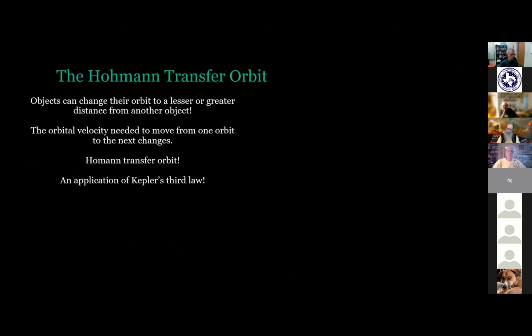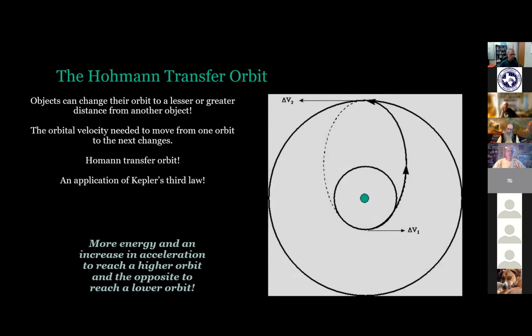So there's something called the Hohmann transfer orbit, where an object can go from a lesser orbit to a greater orbit further away. And that means changing the orbital velocity, what we call the delta V. So if you're going to go to an orbit far away, let's say from low Earth orbit to geosynchronous orbit, where a satellite takes 24 hours to revolve around the Earth, then you're going to need a lot of energy. You're going to need a lot of rocket fuel.